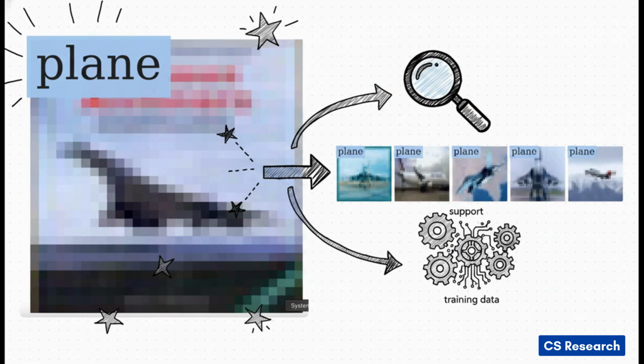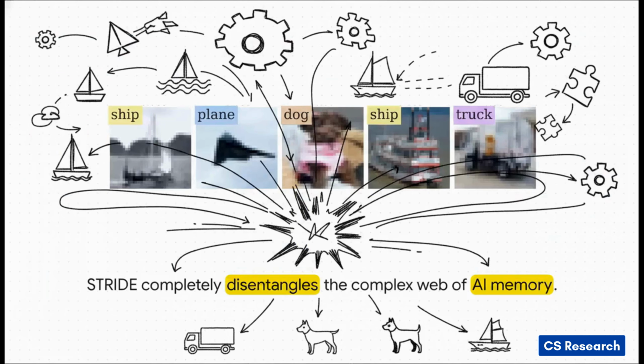And this brilliantly illustrates a final qualitative sanity check. We query an image of a plane, and Stride cleanly isolates positive support by pulling up 5 distinct, highly influential images of planes from the training data. The logic holds up perfectly across the board. Wrapping up this visual evidence, the negative influences for the plane query include trucks, dogs, and ships. Stride absolutely succeeds in disentangling the complex web of AI memory, showing us the exact push and pull of the training data for every single prediction it makes.